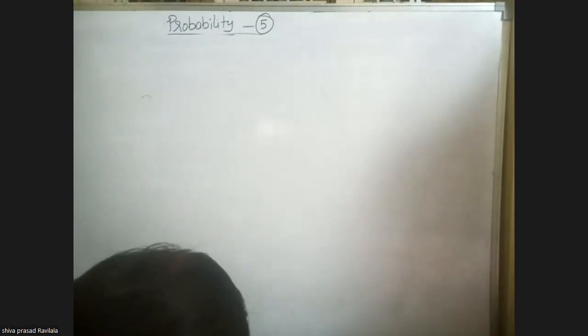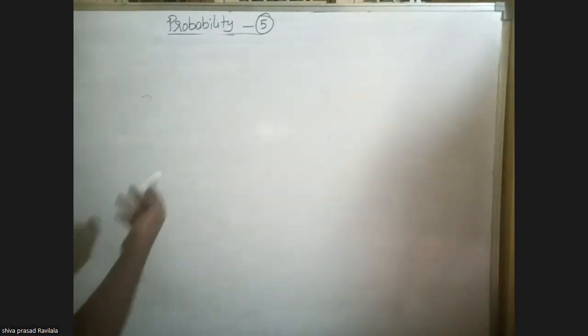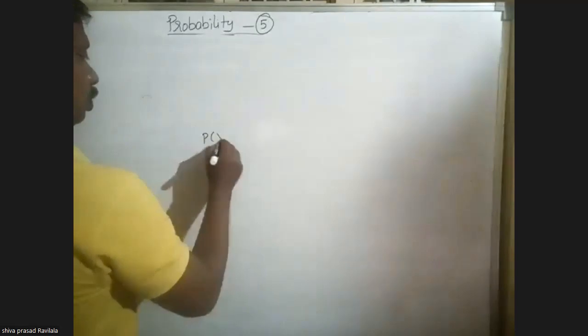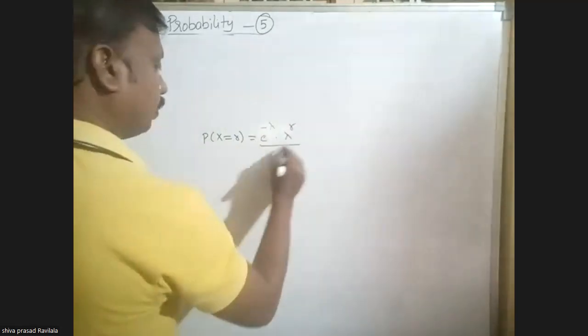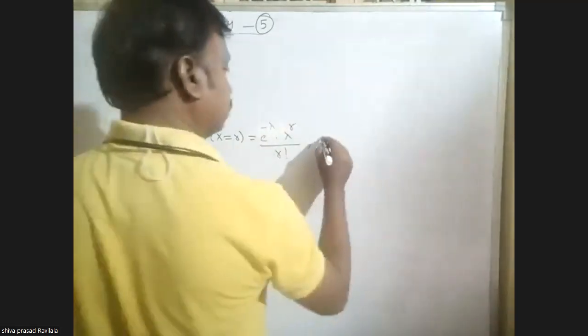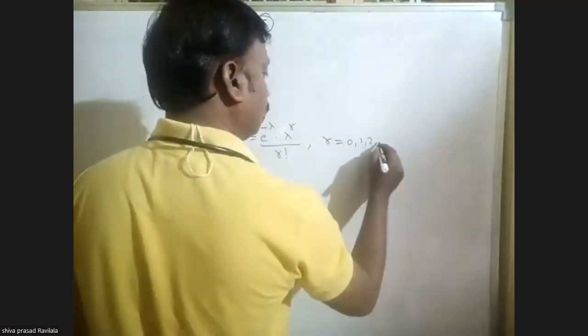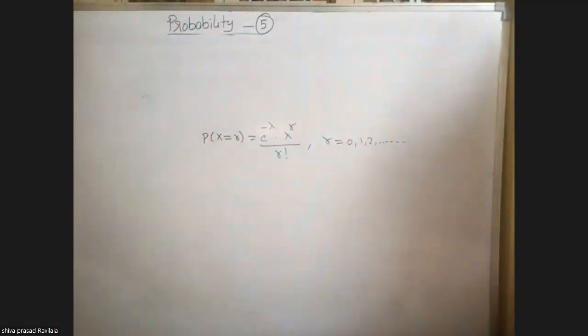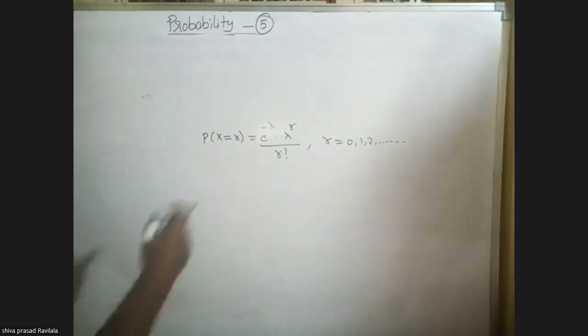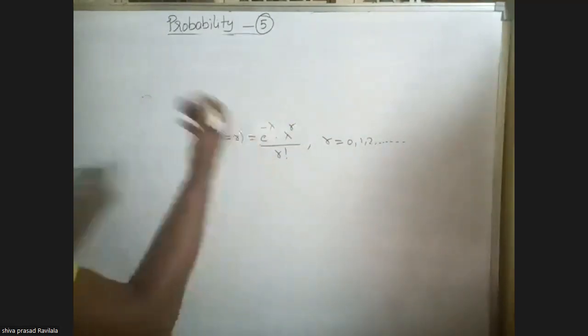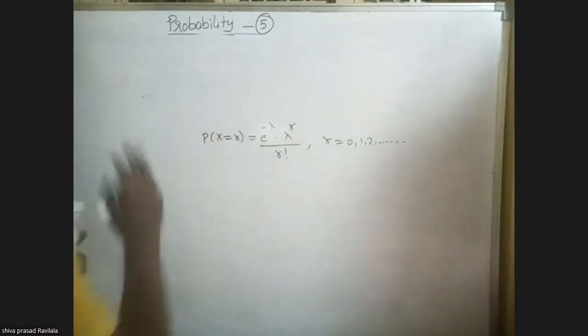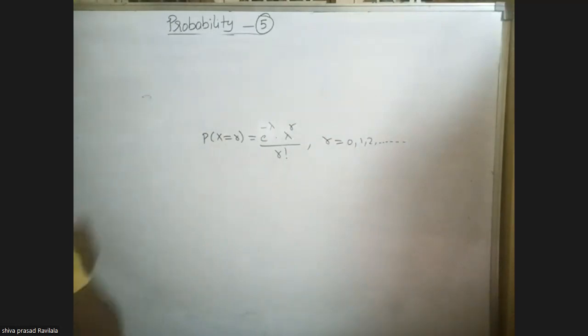Right, next one. In Poisson distribution, our formula is probability of X equal to r is equal to e power minus lambda into lambda power r by r factorial. In this, r is equal to 0, 1, 2, 3, and so on up to infinity. Lambda is the parameter, and here lambda is equal to the mean. For example, they may give e power minus 3 into 2 power r by r factorial. The mean you directly write down, that is the lambda value.